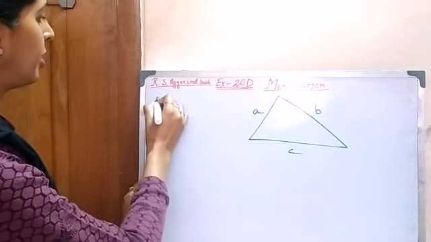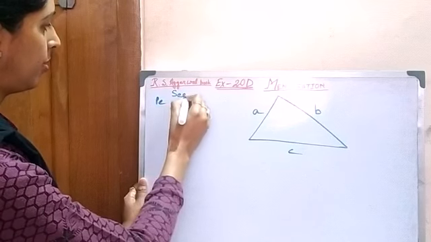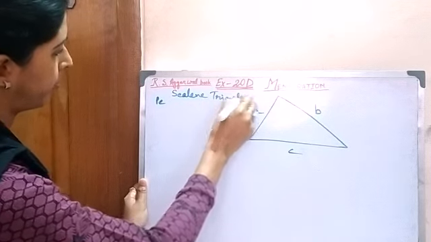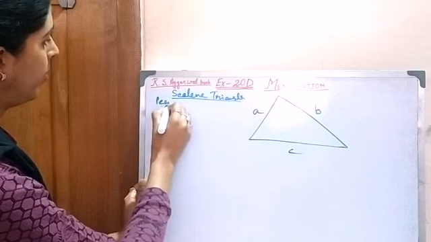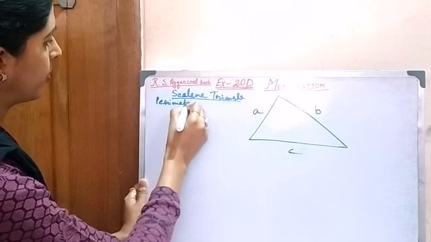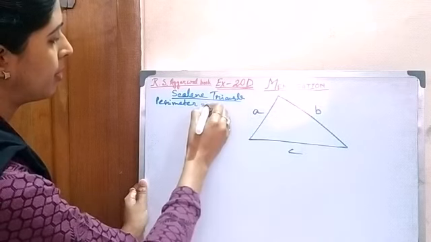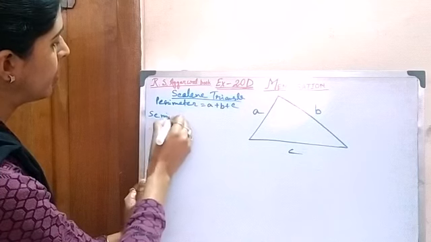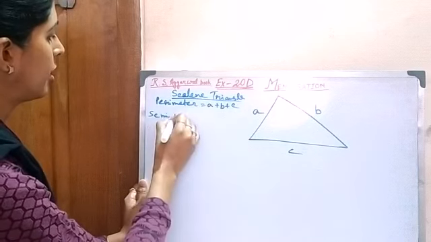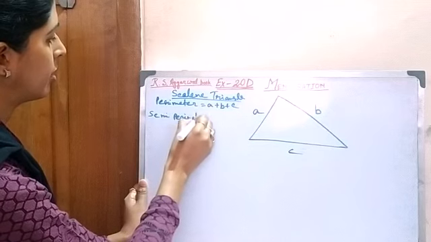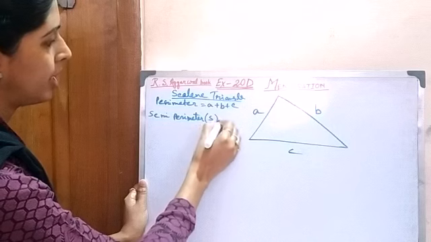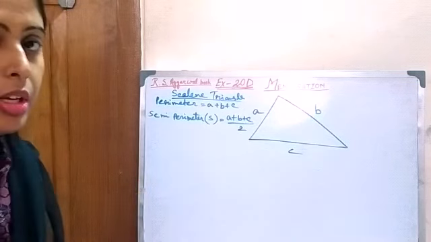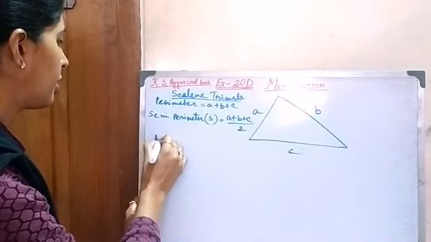Here first we will see the perimeter of the triangle. First I am writing the name of the triangle, scalene triangle. Perimeter of the triangle first we will see. Perimeter means the sum of all the sides, A plus B plus C. Now we will see the semi-perimeter. Semi-perimeter means half of the perimeter. That I will denote by S. A plus B plus C by 2. This is semi-perimeter.